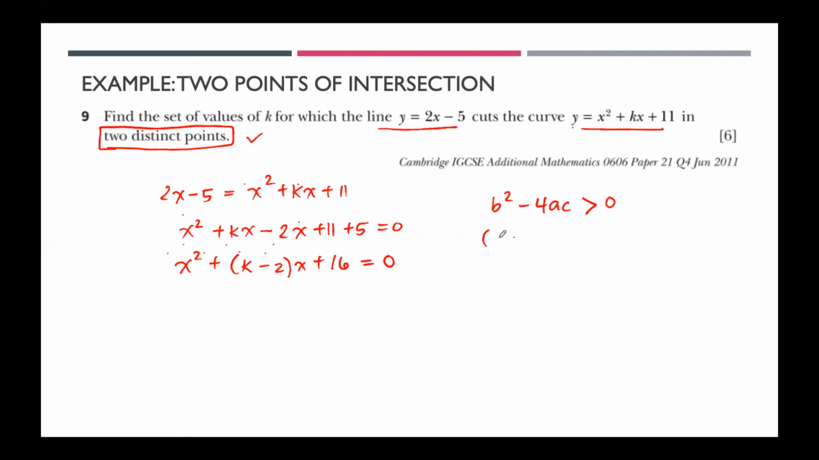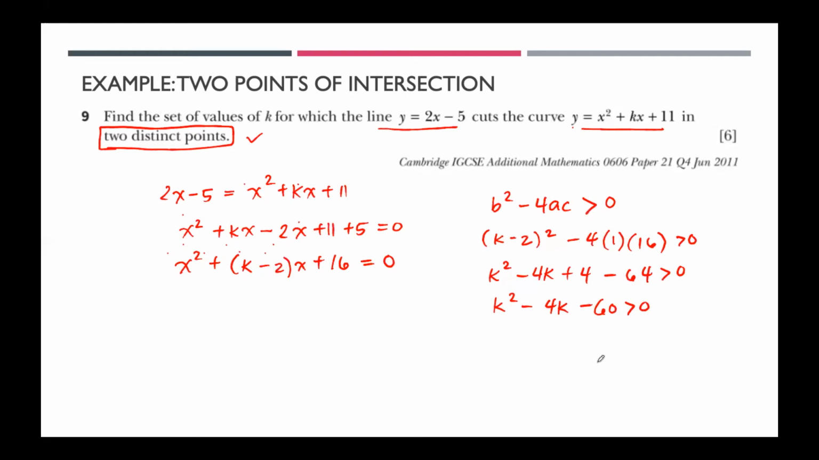So by substitution, our b is k minus 2, squared, minus 4 times your a is 1, your c is 16, is greater than 0. Simplify, that will give us k squared minus 4k plus 4, and then this is minus 64, is greater than 0. In other words, this can be simplified as a quadratic inequality, and it will become k squared minus 4k minus 60 is bigger than 0.